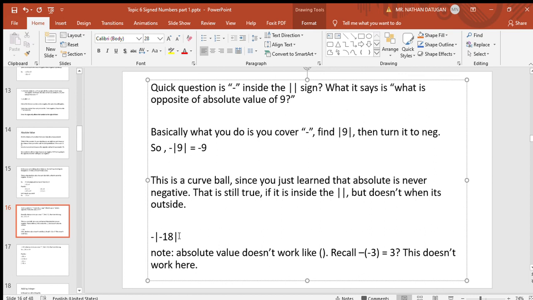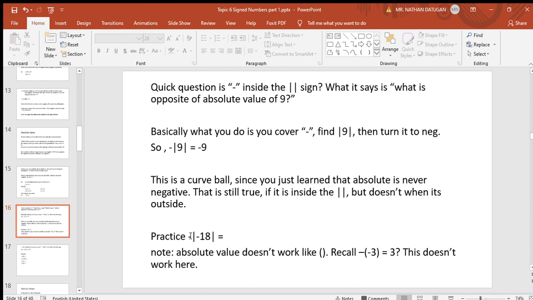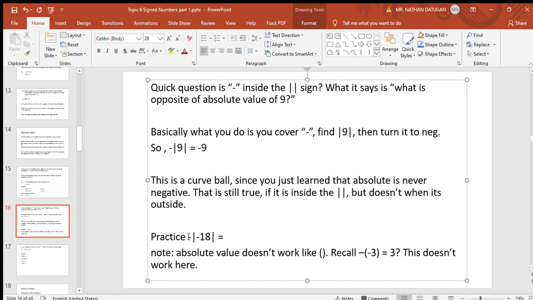So let's have an example. What is the negative of absolute value of negative 18? Again, if you don't know how to do it, cover the negative. Let's go erase that first. What is the absolute value of negative 18? 18, right? But this negative will turn that to a negative, so your answer will be negative 18.